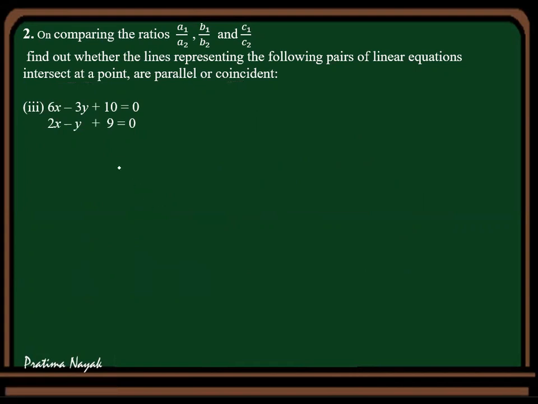Coming to part 3. Same question, find whether they are intersecting at a point, parallel or coincident. So equations are 6x minus 3y plus 10 is 0, 2x minus y plus 9 is 0. So a1 is equal to 6, b1 is equal to minus 3, c1 is equal to 10. a2 is equal to 2, b2 is equal to minus 1, c2 is equal to 9.